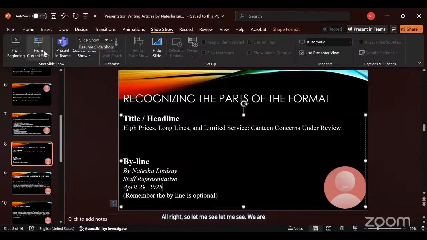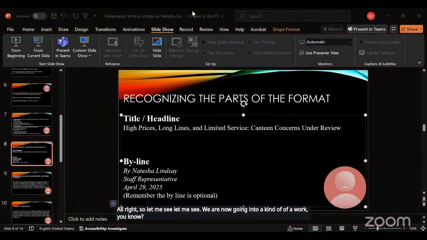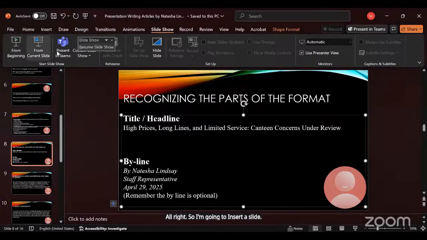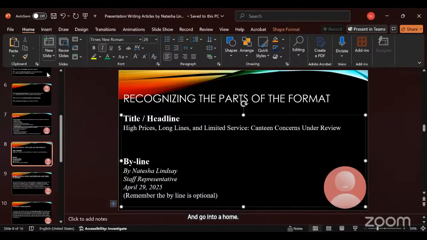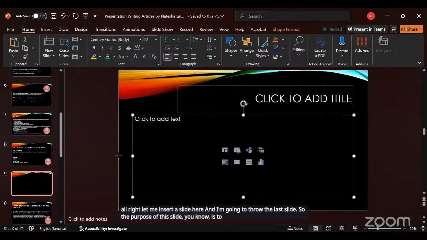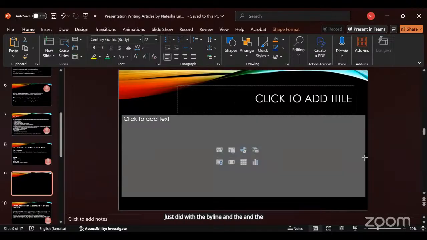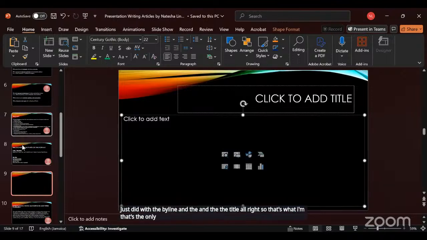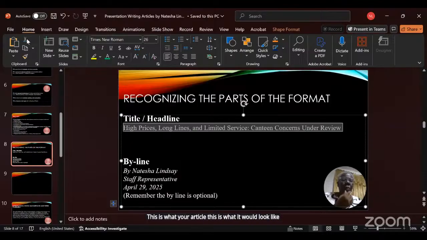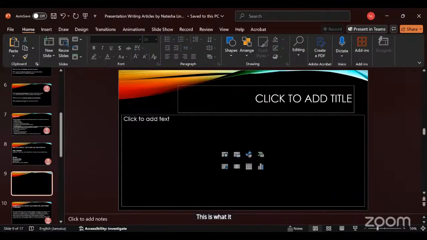We are now going into a kind of working part of the presentation, so let's create it together. All right, so I'm going to insert a slide. Hopefully, let me move out of slideshow and go into home and insert a slide. Where would I insert the slide now? All right, let me insert a slide here. The purpose of this slide now is to just deal with the byline and the title. That's the only thing that I'm going to do. So this is your article. This is what it would look like, Amelia.